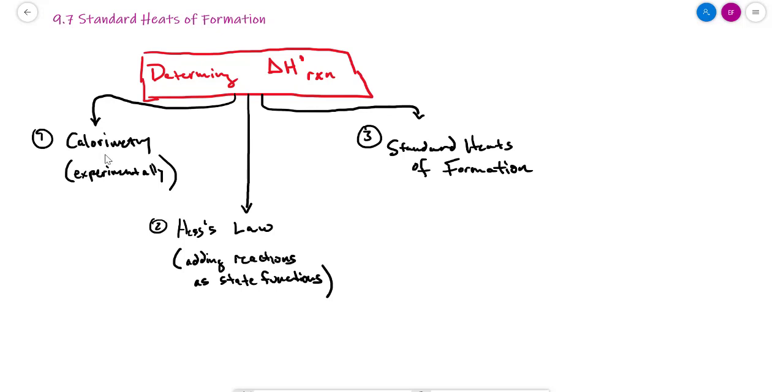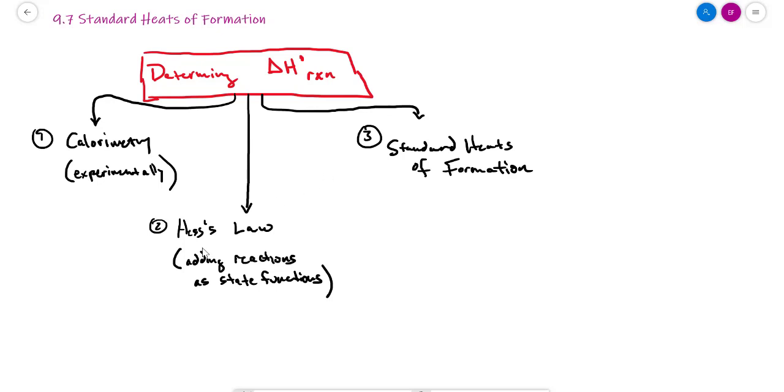If we know the specific heat of the substance in that calorimeter, and in the example we did it was water, and we measure the temperature change, and we know the mass of the substance, then we can equate that back to a heat or an enthalpy change of whatever the reaction was. We did an example like that with silver chloride. That was experimentally. Not all things can be done experimentally or aren't cost effective to do it that way.